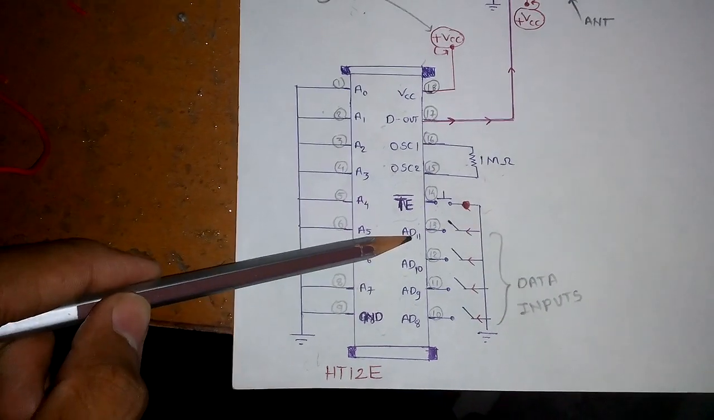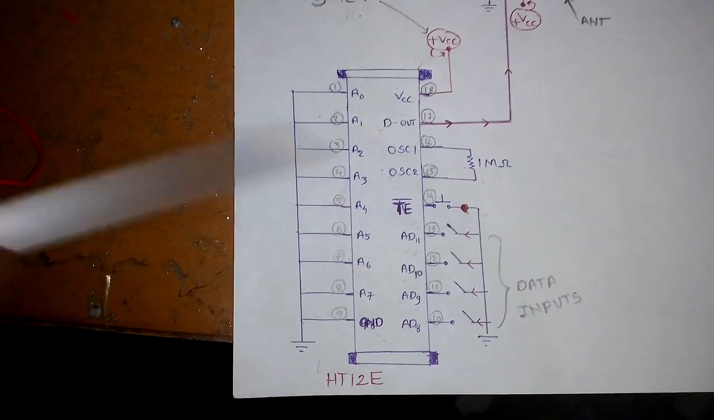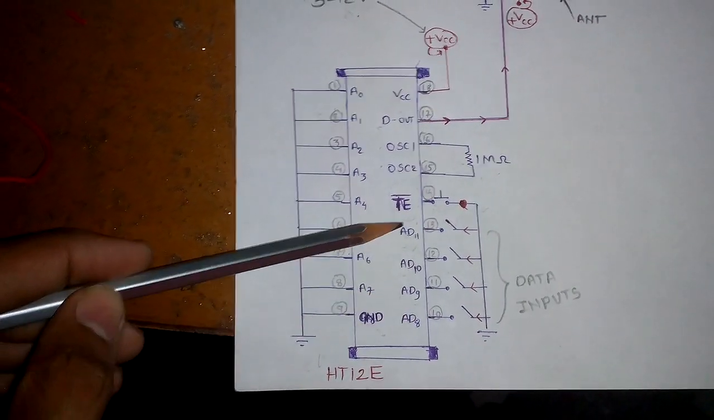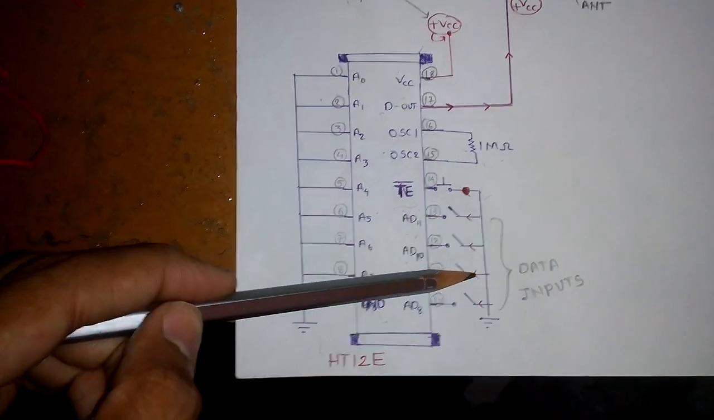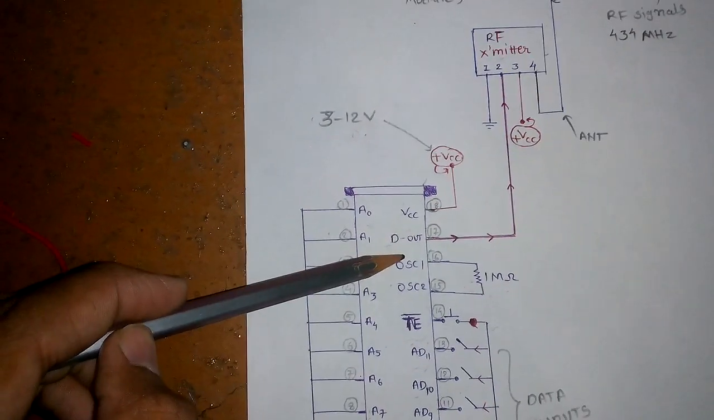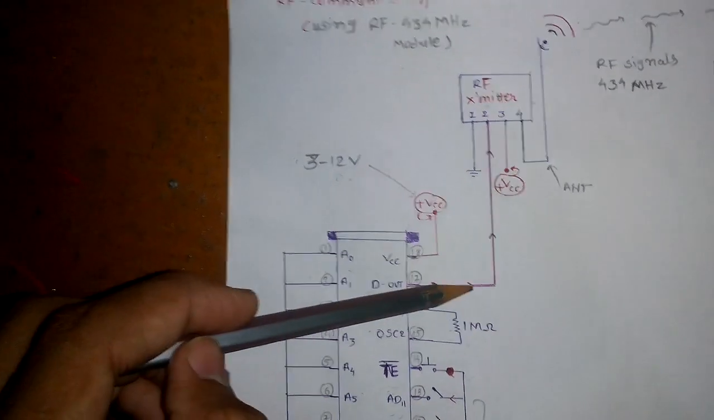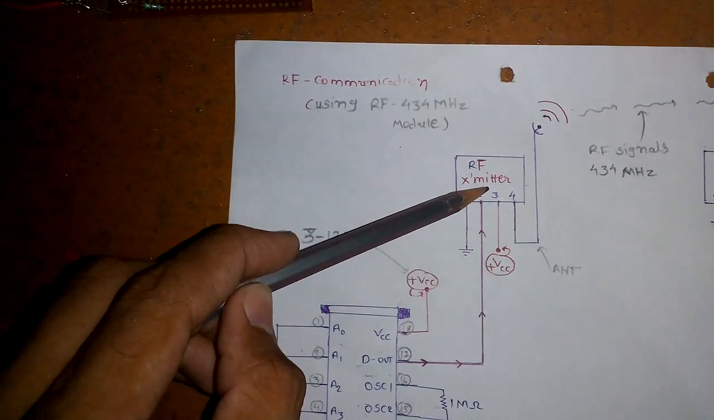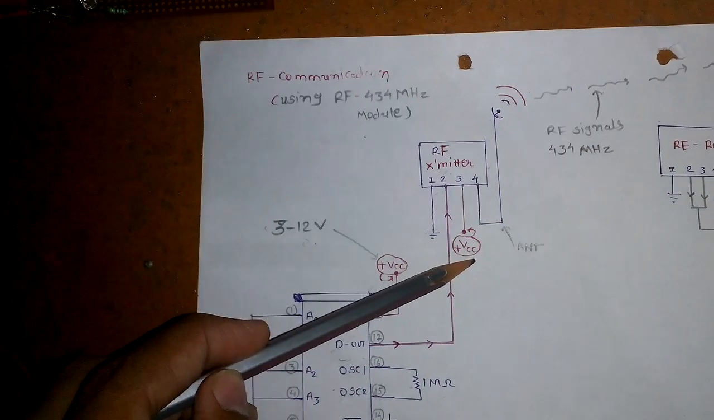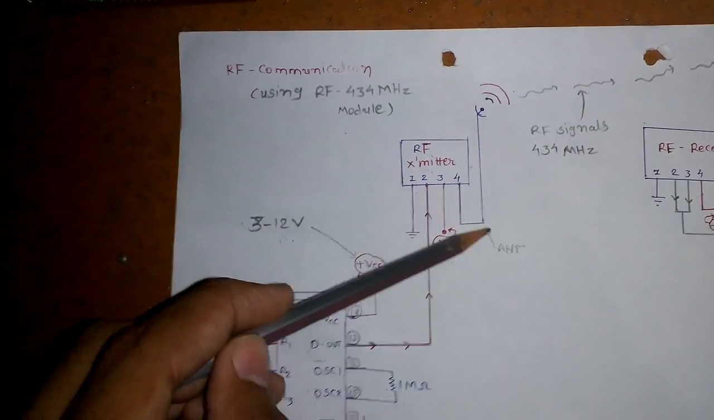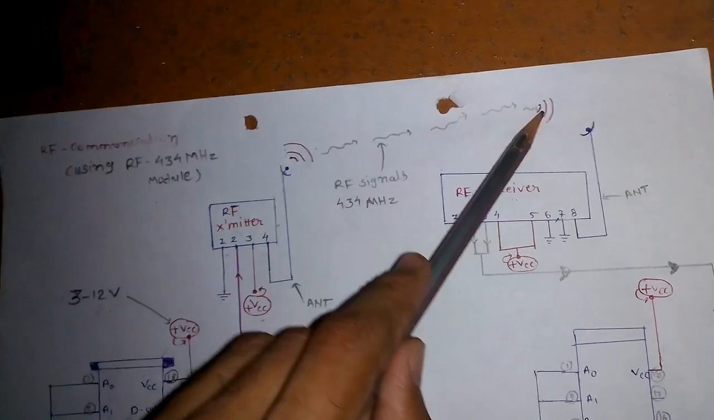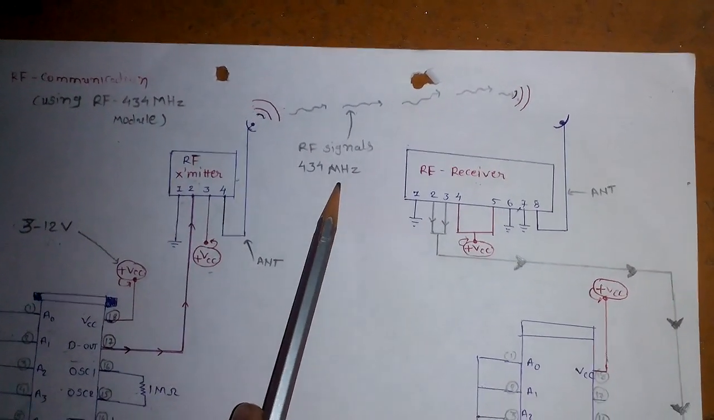Now let's see the next part. This is AD8 to AD11, where address and data are both multiplexed, and these are the 4 switch data inputs. This data will be transmitted through D out, which means data out. Data is going through here to our transmitter. On the RF transmitter, the first pin is ground, the second is data in, the third is VCC, which I gave 5 volts, and the last is the antenna. The antenna will transmit the whole data wirelessly at 434 megahertz.